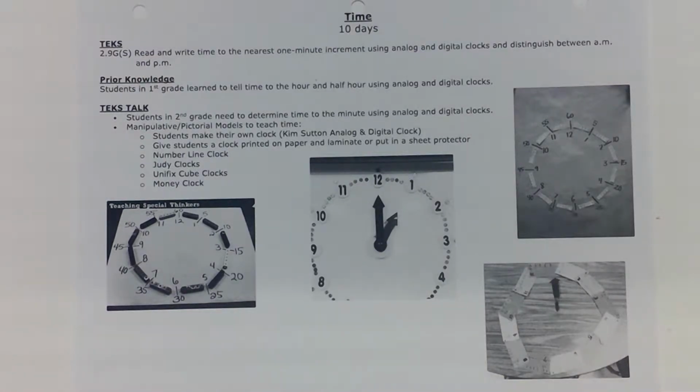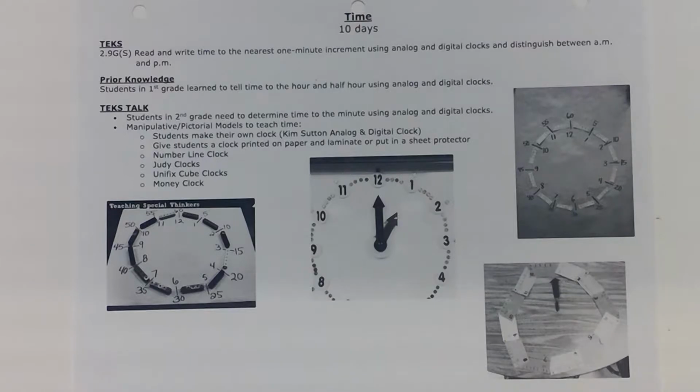In this video, we'll be looking at telling time in second grade. The TEK is 2.9G. Students will be expected to read and write time to the nearest 1-minute increments using analog and digital clocks. Students will also need to distinguish between AM and PM.